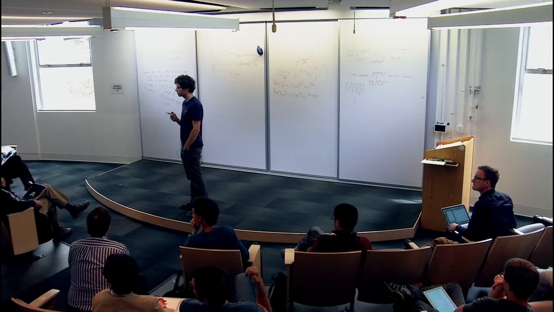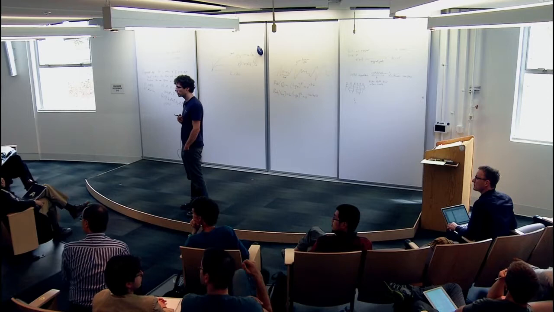Then you have a diverging number of these resonances at one. Well, I don't know. That's my question. What is the difference?